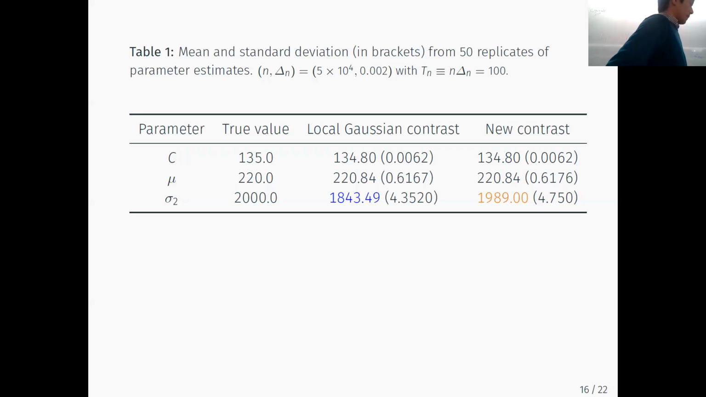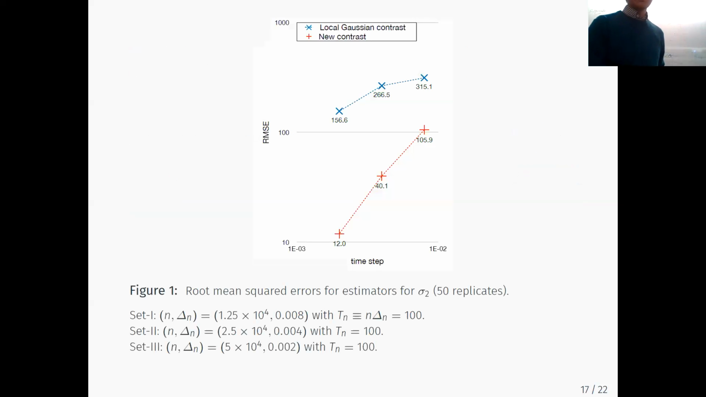This actually comes from the fact that our step size condition is weaker than the step size condition required for the local Gaussian contrast. So for instance, if we make the time step go to 0, this is the root mean square error of the sigma 2 estimates. You will see the dramatic decrease of the root mean square error in the estimation of sigma 2 in the new contrast compared with the local Gaussian contrast.